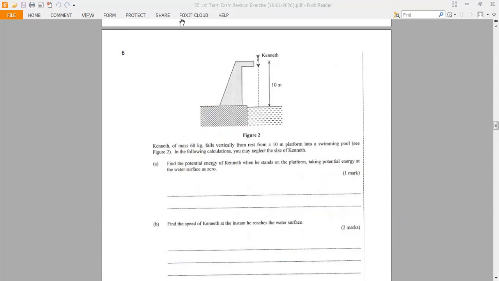Kenneth might die. Not really, only a few meters, 10 meters only. Trust me, if the water has a certain depth, he will die. No, he won't die, I mean.